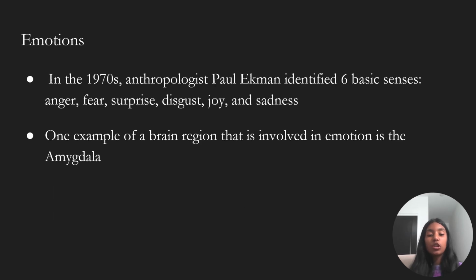Finally, we have emotions. So in the 1970s, an anthropologist named Paul Ekman identified 6 basic emotions: anger, fear, surprise, disgust, joy, and sadness. So one of the brain regions that's involved in emotions is the amygdala. So the amygdala is for negative emotions like fear and disgust.